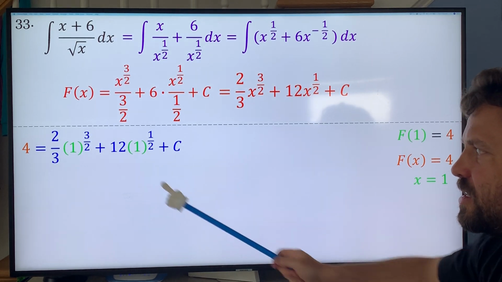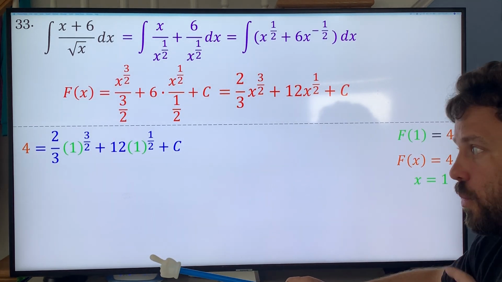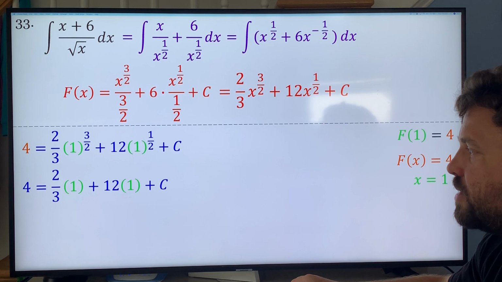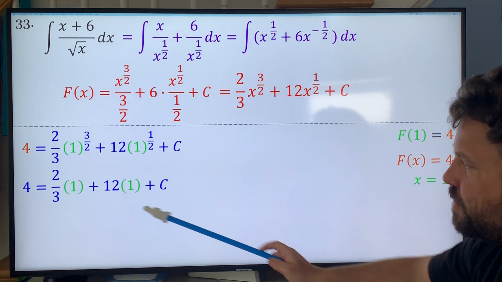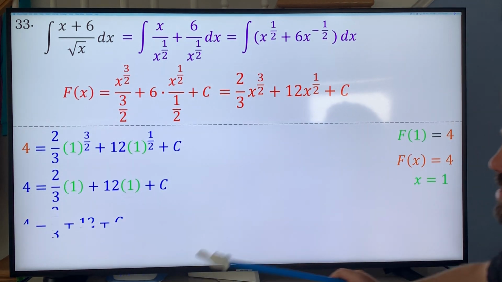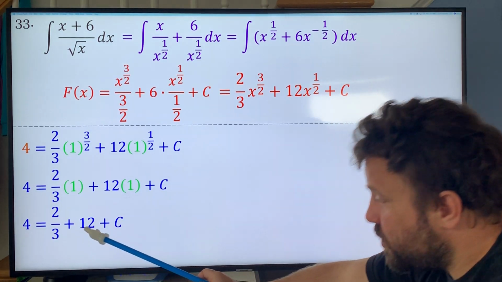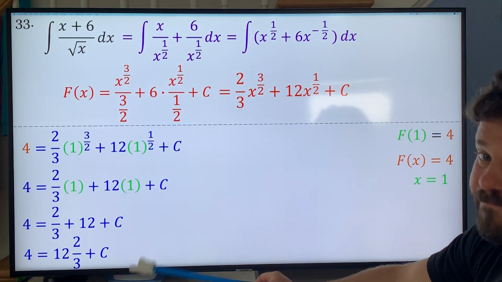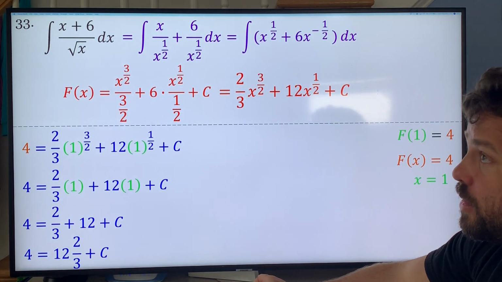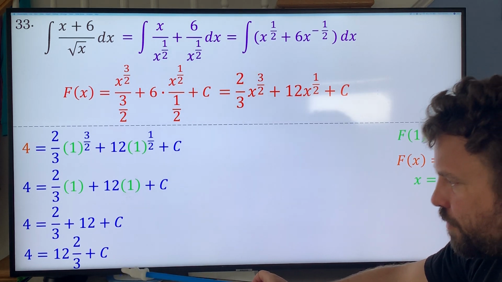Now you're going to see this is easy because 1 to anything is 1. 4 times 2/3 times 1 plus 12 times 1 plus c. These are both the same. They stay. 2/3 plus 12 is 12 and 2/3. All right. You could say also 38 over 3.